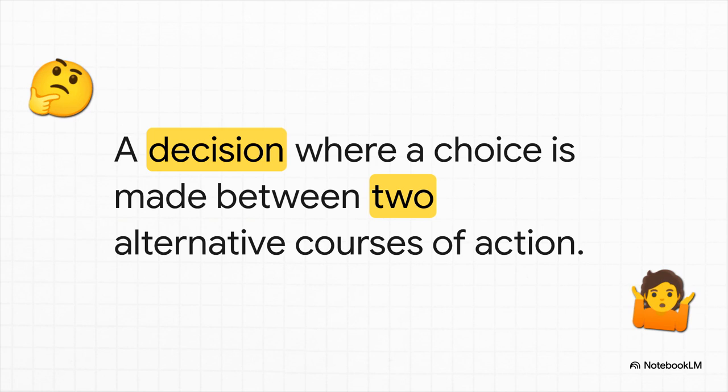Next, there's selection. Now, this is where algorithms start to get a little bit smarter. Selection allows an algorithm to actually make a decision. It works on a really simple if this, then that, otherwise do something else kind of logic. For example, if the pancake is golden brown, then you flip it. Else, you wait another 30 seconds. This is what lets an algorithm handle different situations and go down different paths.